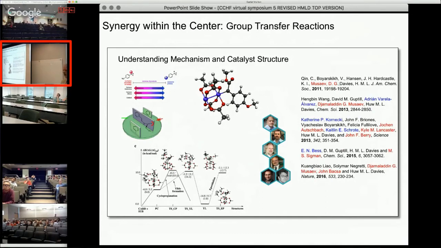We're able to collaborate with John Berry to actually, was published in Science in 2013. And then we've been able to collaborate with Matt Sigman to develop predictive models to understand what are the key factors behind the site selectivity and develop predictive models so people can think about how the chemistry would work in a substrate beyond the set that we've actually explored.